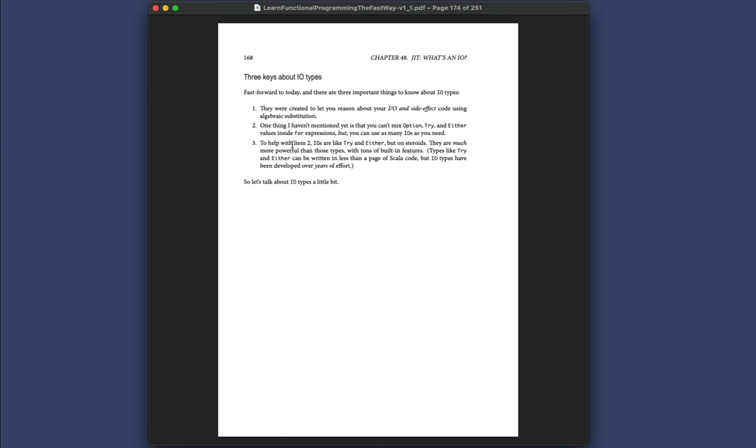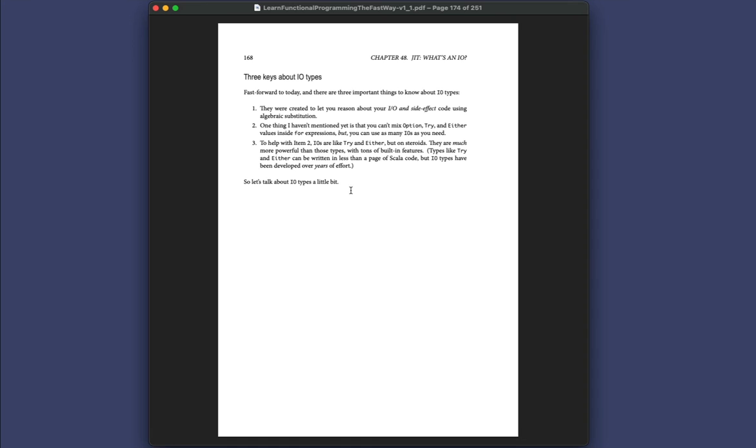And as I note, to help with that problem in number 2, IO types are like Try and Either, but they're like on steroids. They are much more powerful than those types, and they have tons of built-in features. And as I note inside the parentheses here, you could write a type like Try or Either in less than a page of Scala code, but IO types have been developed over many years of efforts, and I mean many people working on these for many years. So if it takes something like 10 or 20 lines of code to write Try or Either, you can imagine multiplying that by thousands of times of effort to create these IO types.